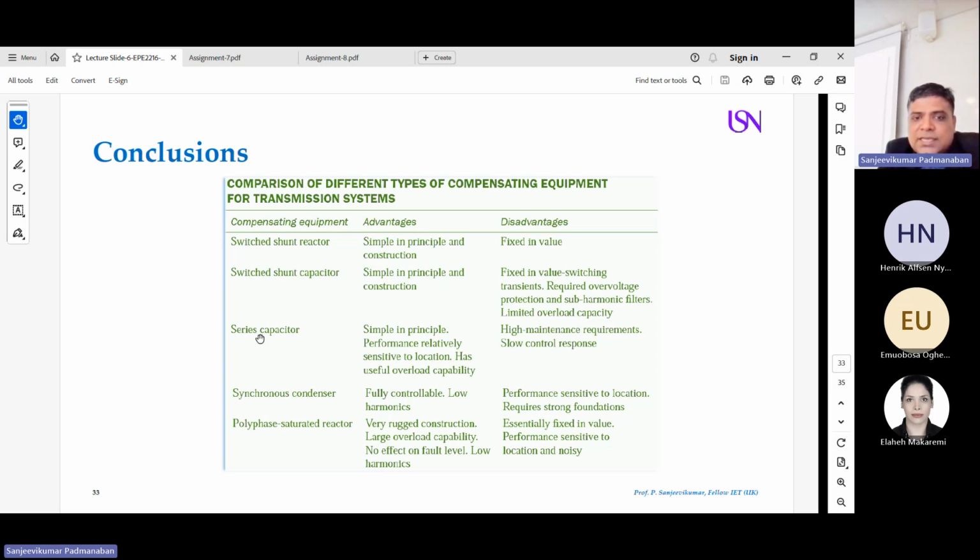And series capacitors, yes, the principle is very simple. Relatively, we can locate them in sensitive locations, but the maintenance is very high because they are connected in series. You'll have the same current as your source, so the response will be very less.